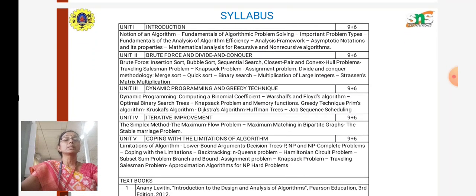In this course, the syllabus contains a total of 5 units. The first unit contains an introduction about what an algorithm is and what the important problem solving techniques are to solve particular problems. The remaining 4 units are based on the design and analysis of algorithms, and for designing algorithms we have different problem solving techniques. Those techniques are explained in the remaining 4 units. The important problem solving techniques are brute force, divide and conquer, dynamic programming, and branch and bound, then limitations of algorithm power and iterative improvement. These are the different techniques that come under the remaining 4 units.